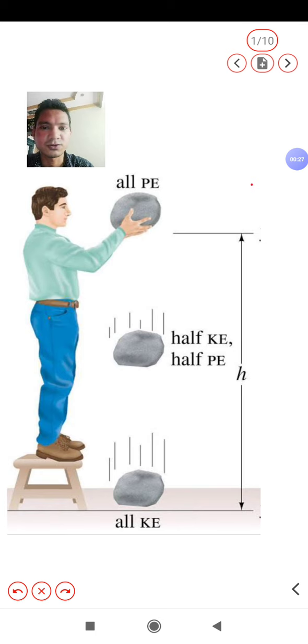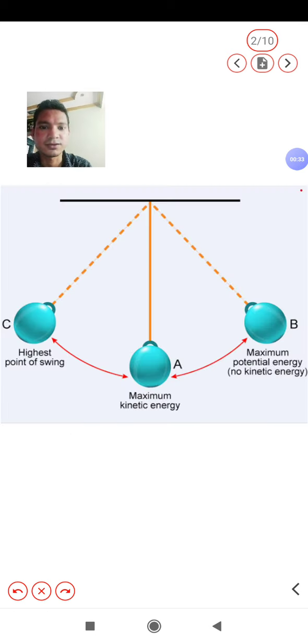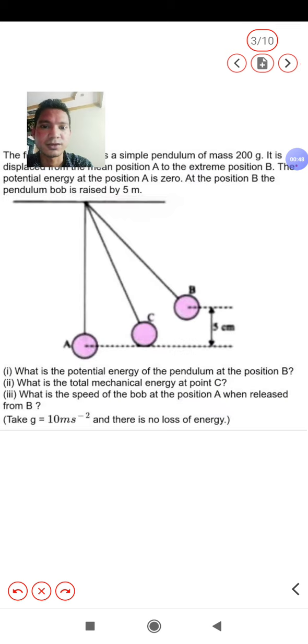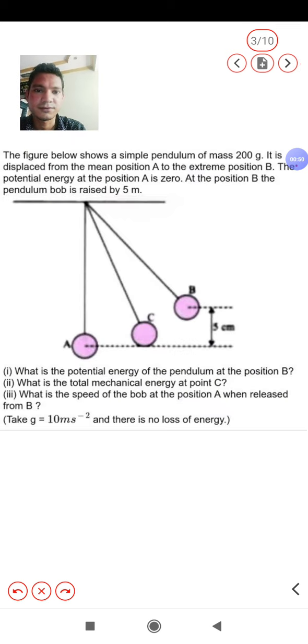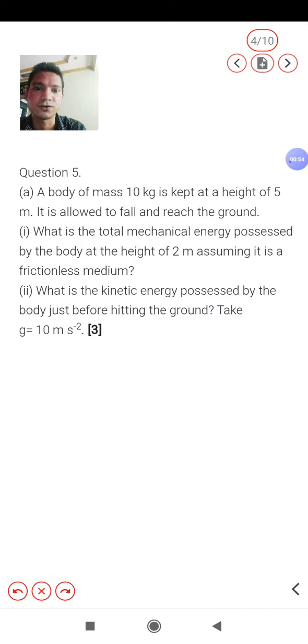Basically there are two situations in which we study the conservation of mechanical energy. One I have shown on the screen here, the case of a free falling object. Another one is a simple oscillating pendulum, and they ask numericals related to these two situations only. So let's begin with the help of a simulation, and then I'm going to solve a few numericals based on these two situations, oscillating pendulum and free falling object.